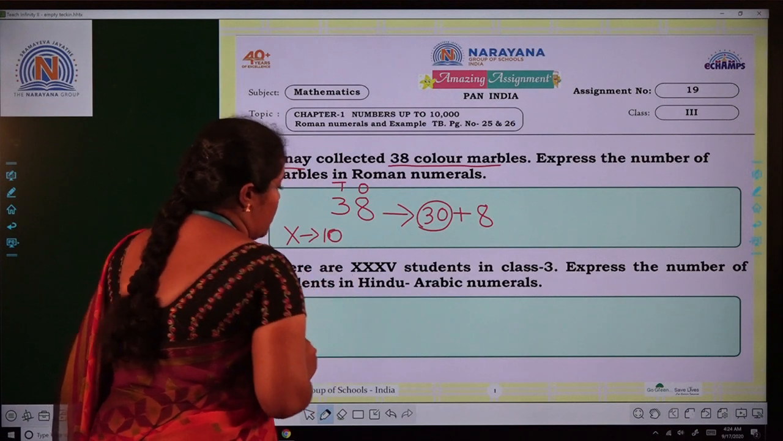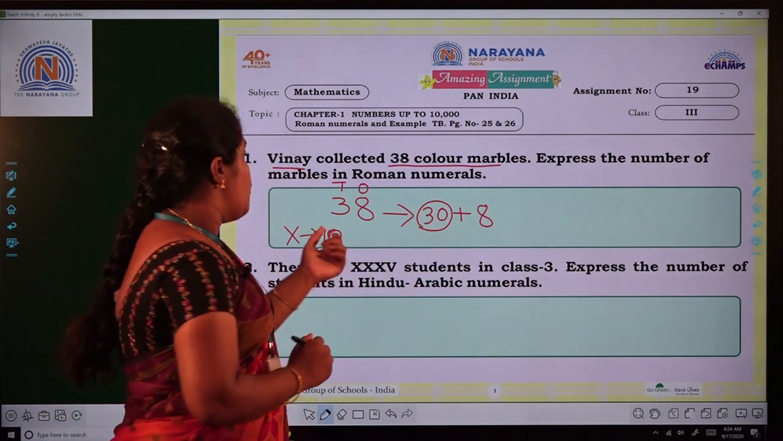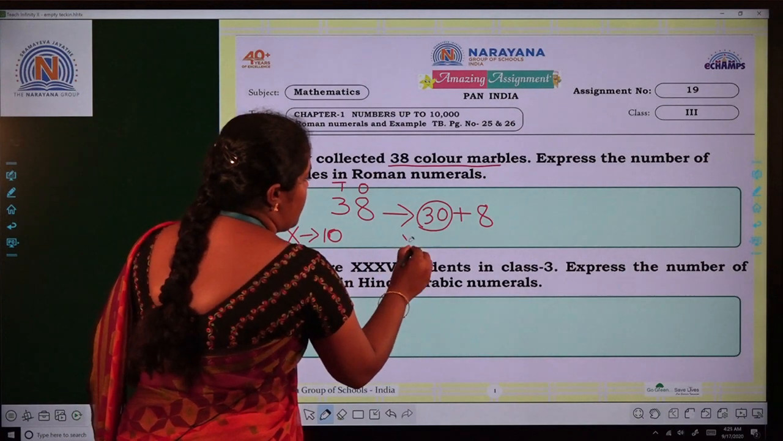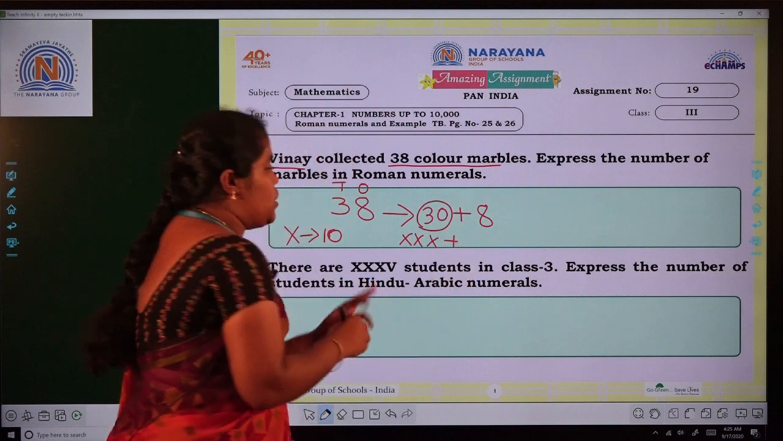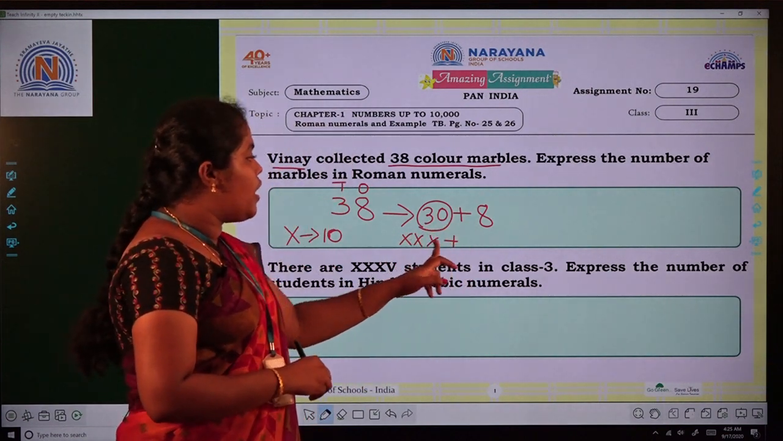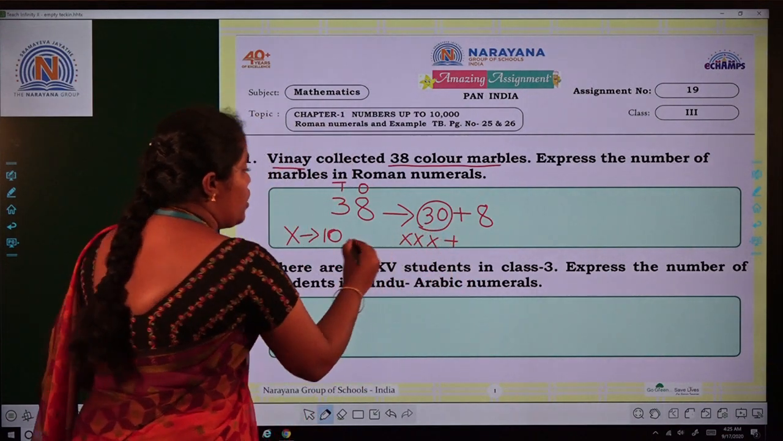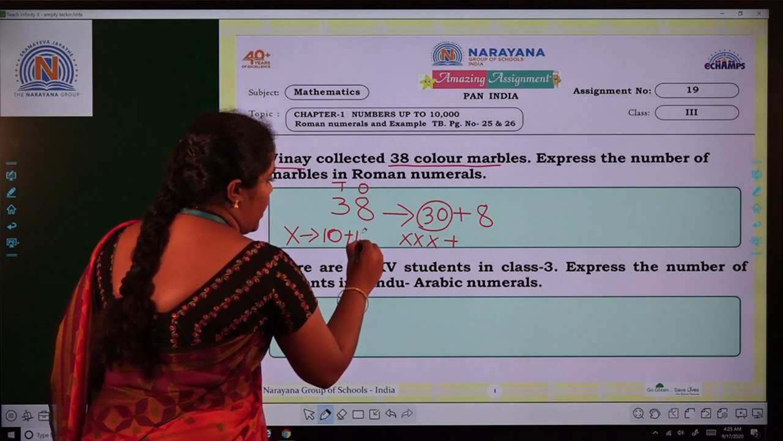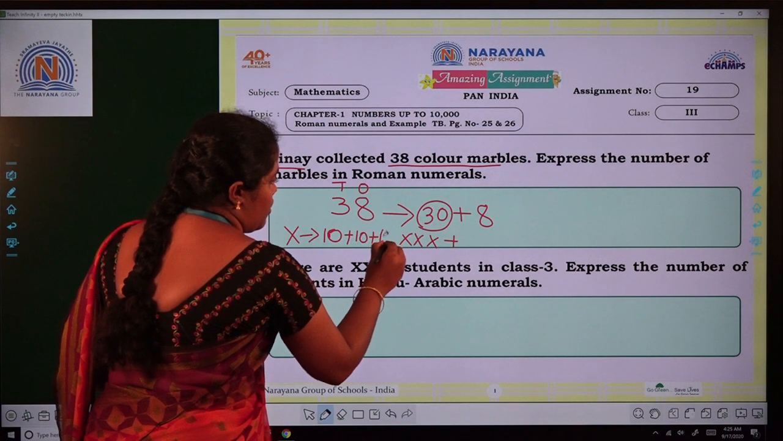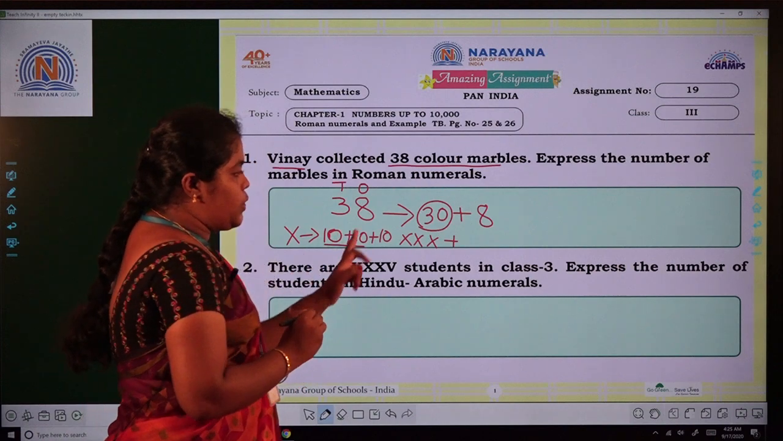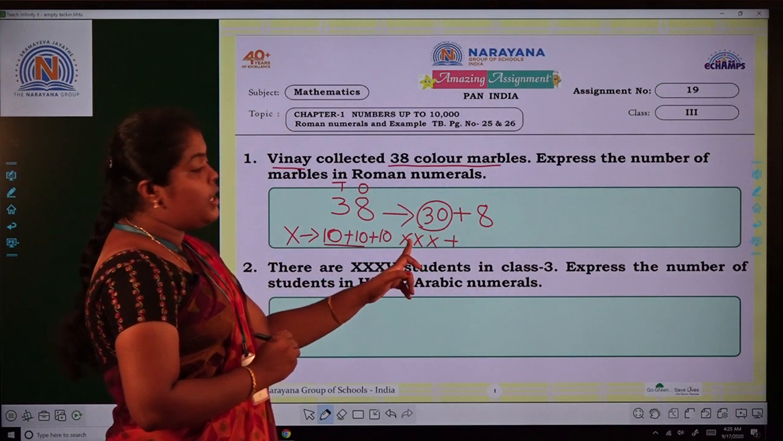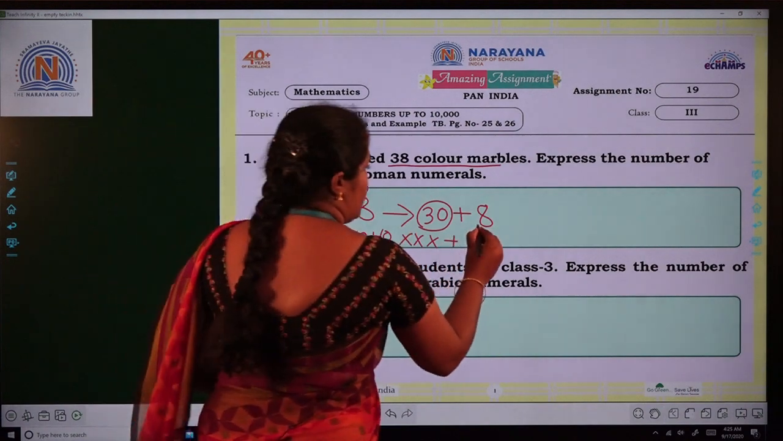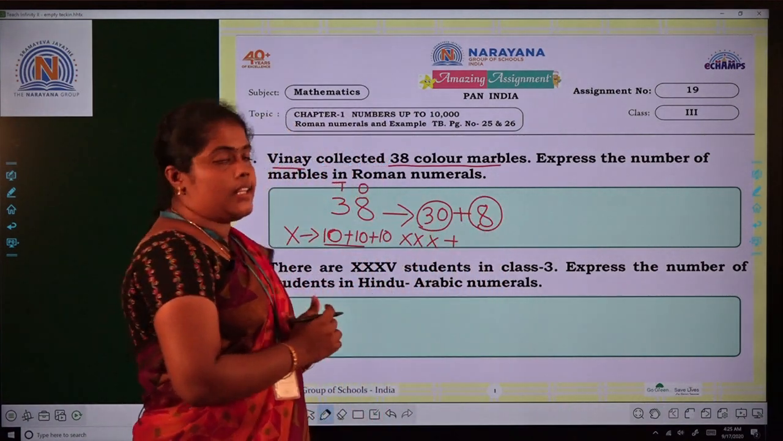So how to write 30? When we are repeating the same symbol thrice, it means we have to do the addition of their values. So here we are repeating X 3 times. So 10 plus 10 plus 10. 10 plus 10, 20 and 20 plus 10, 30. So what is the symbol of 30 in Roman system? Triple X.